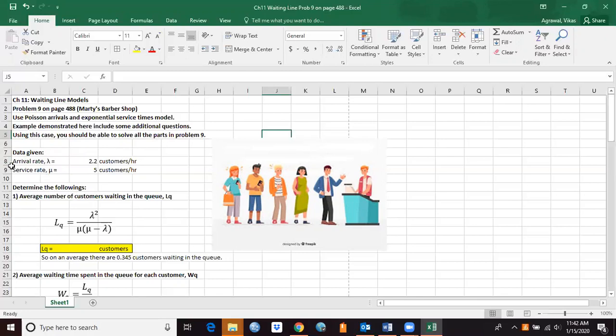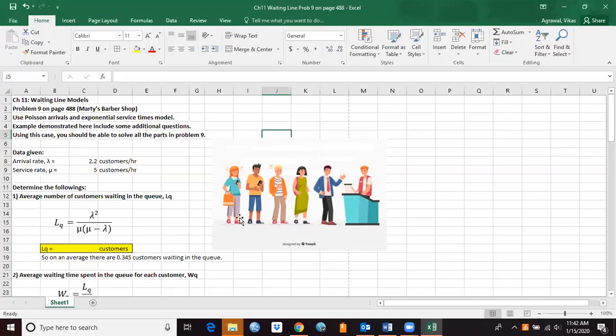We have been given the arrival rate lambda equals 2.2 customers per hour and the service rate mu equals 5 customers per hour. This is a waiting line system where you have one server, one customer being served, and four customers in the line waiting to be served. So that's a typical waiting line model.